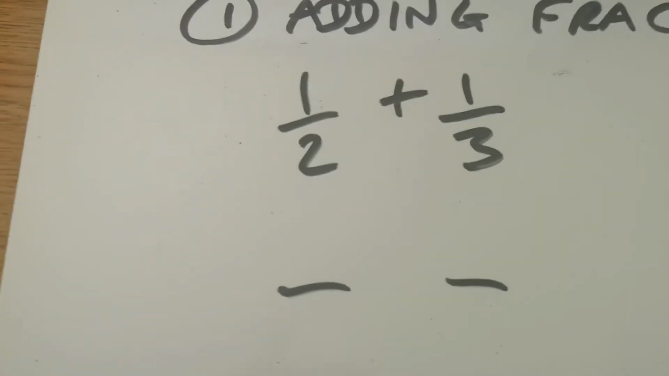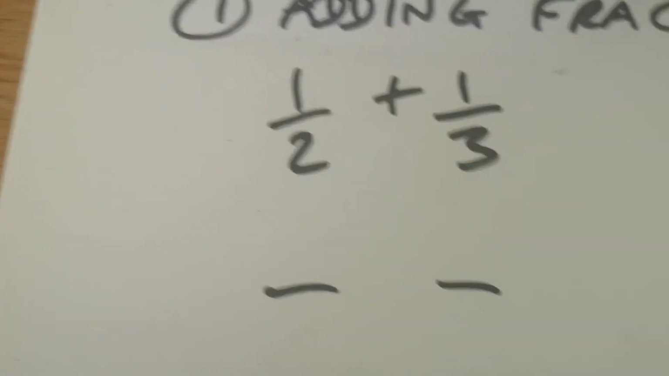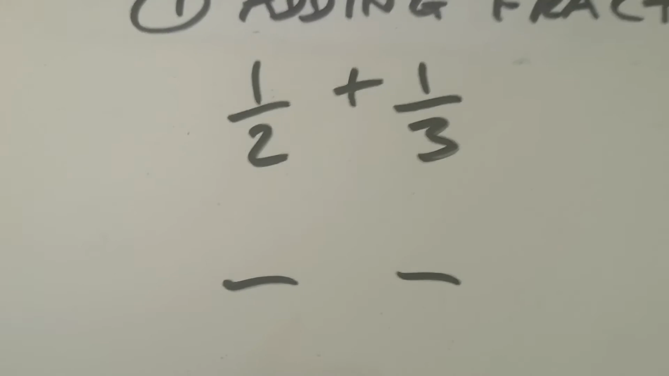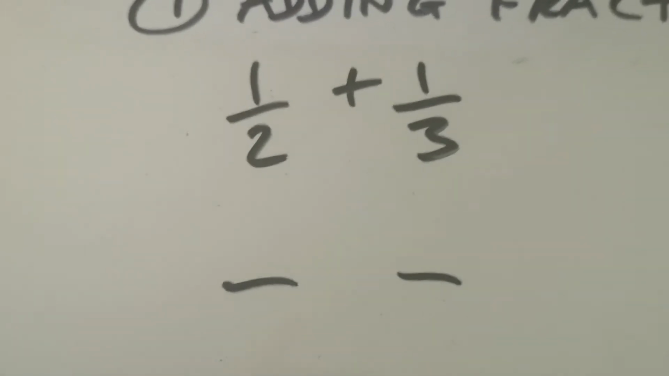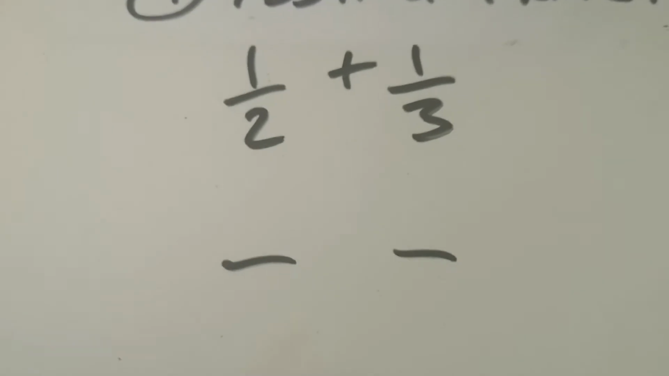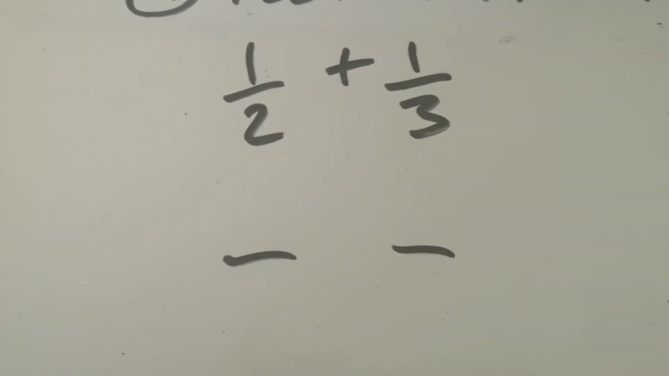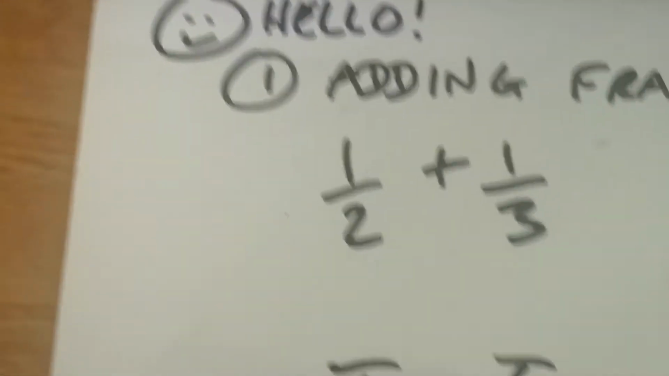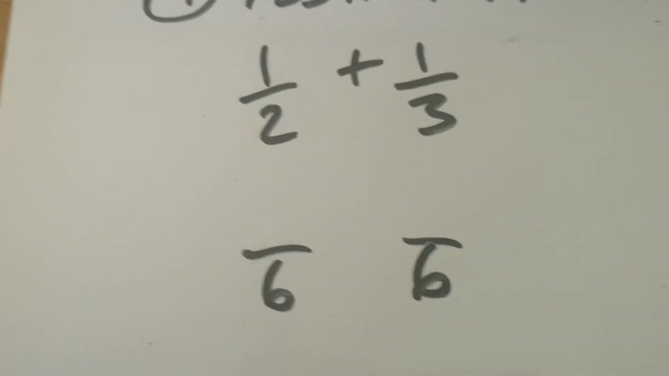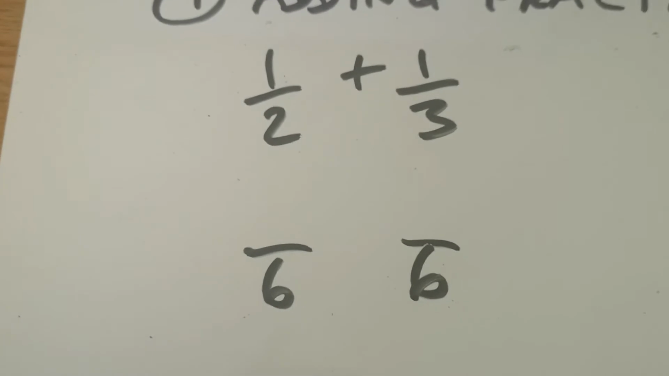So I've got to think about what number I can put at the bottom here. Well, if I'm going up, I want the first number that's going to appear in both times tables. So if I'm going up in 2s, 2, 4, 6, 8. If I'm going up in 3s, 3, 6, 9. The first number that appears in the 2 times table and the 3 times table is 6. So that's the lowest common multiple. That's what I can make them both into, both of these fractions.